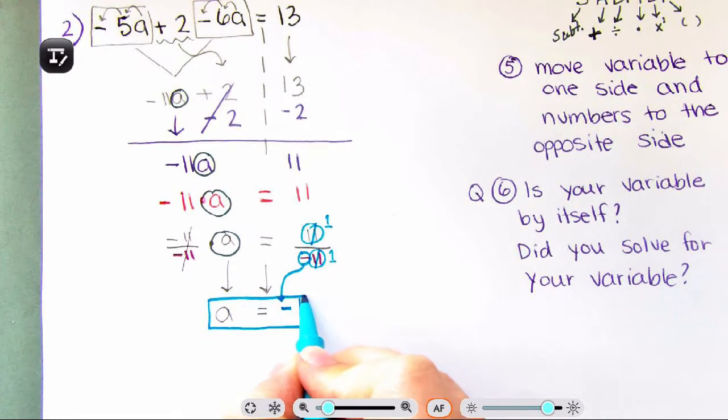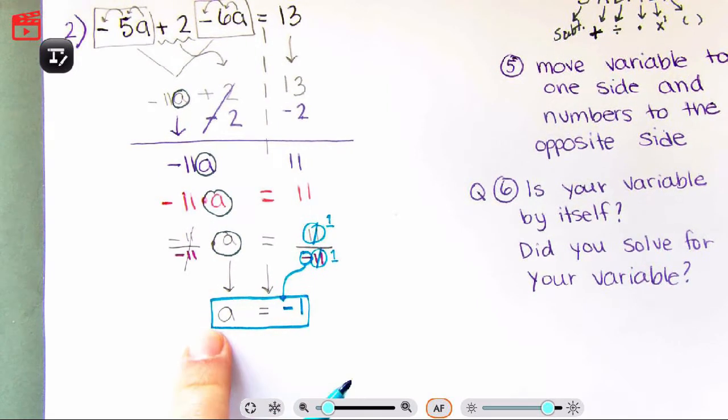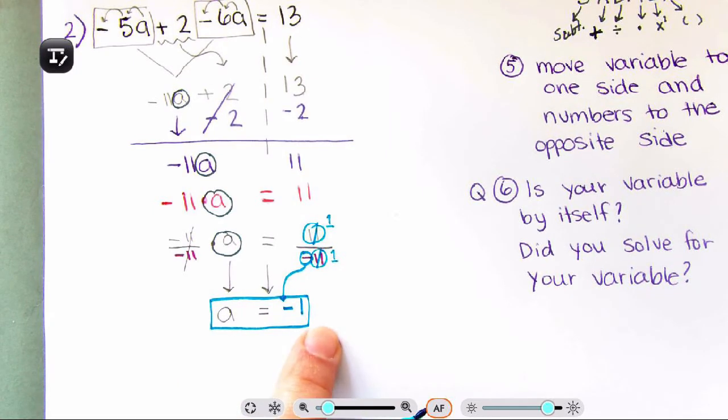You are now at step number 6. Is your variable by itself? Yes. Did you solve for your variable? Yes. So therefore, you are done.